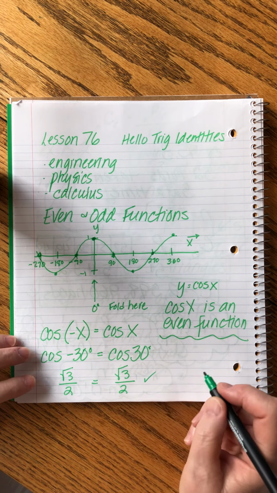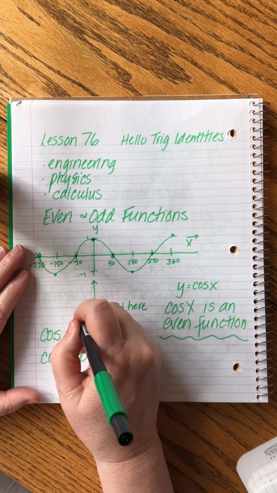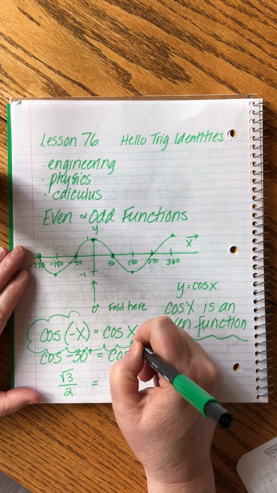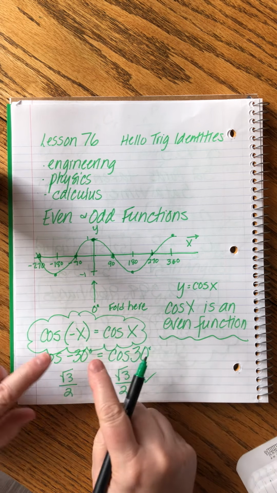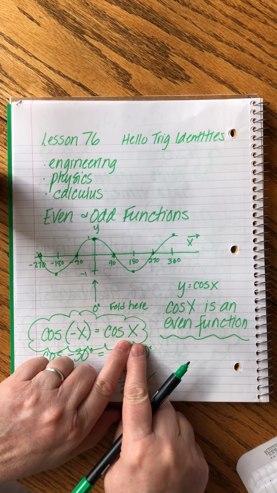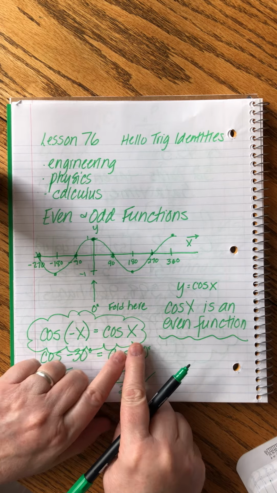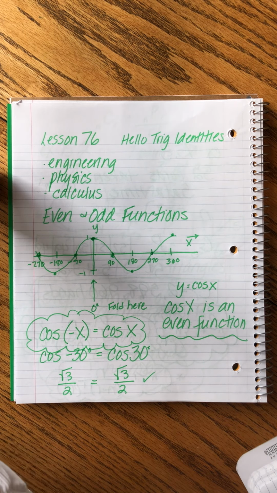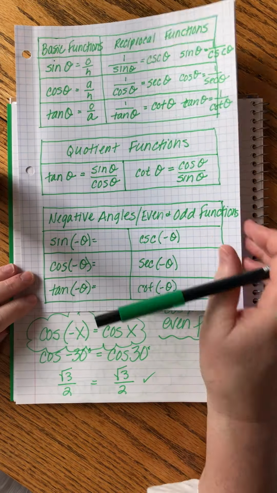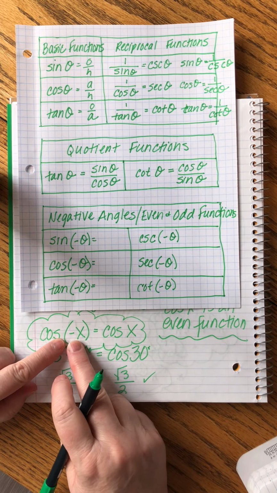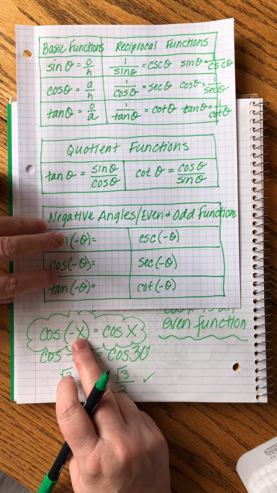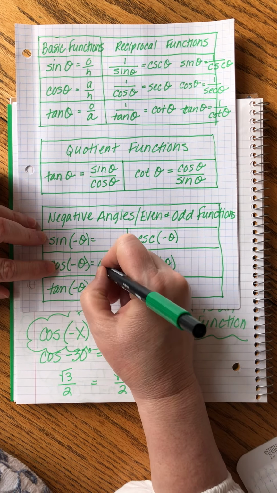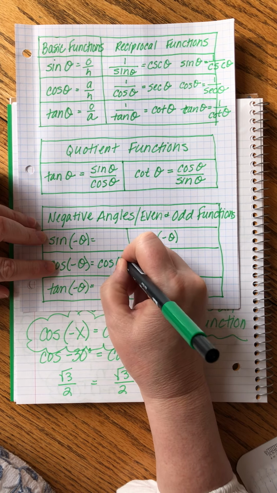So our test works. Cosine is considered an even function because its negative angle is equal to its positive angle. Now we're ready to fill this in on our other chart. I'll put this right here. It's written in the same order. I used x's and here we've got thetas, same difference. The cosine of negative theta equals the cosine of theta.